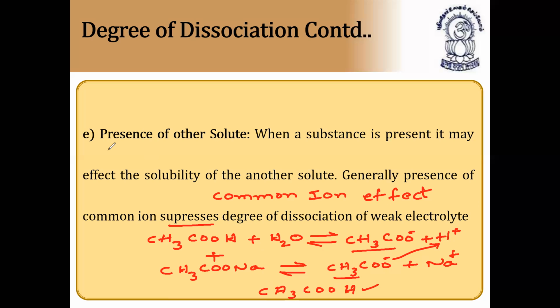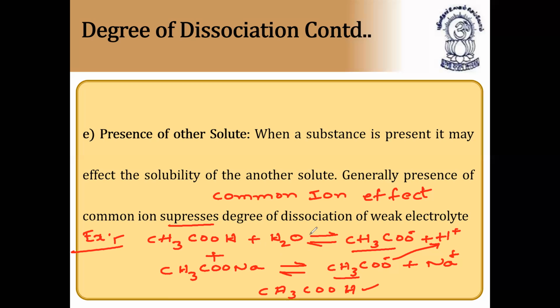So what is the fifth factor? When a substance is present, it may affect the solubility of another solute. Generally, presence of a common ion suppresses the degree of dissociation of a weak electrolyte. Due to the presence of the common ion, it may not dissociate into ions, because again it is forming acetic acid in this example. So that is why this is the fifth factor. These are the factors affecting degree of dissociation.